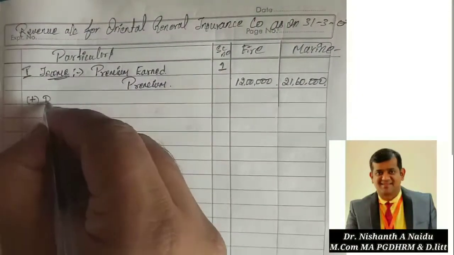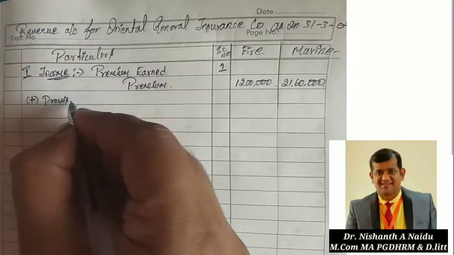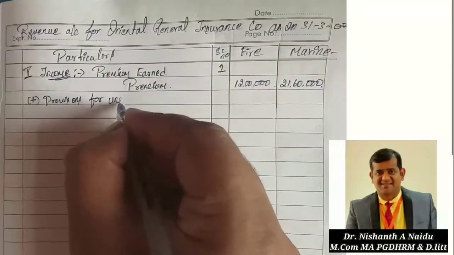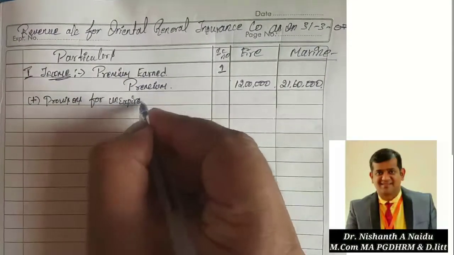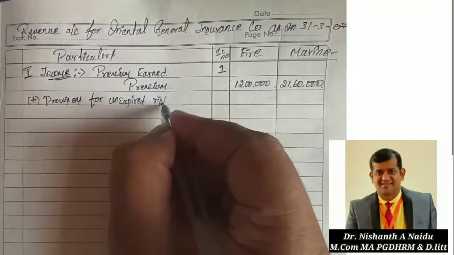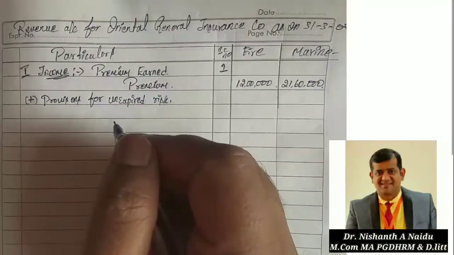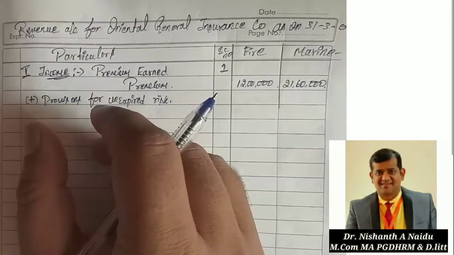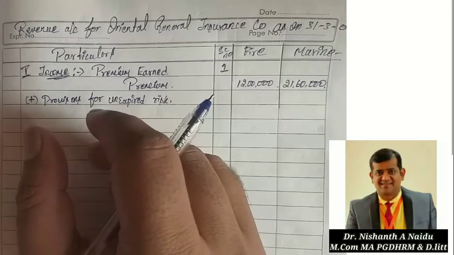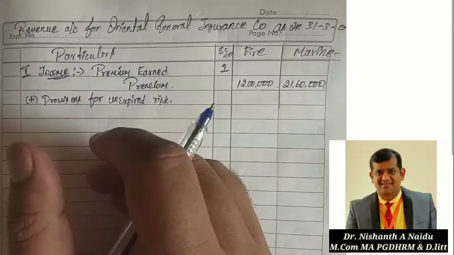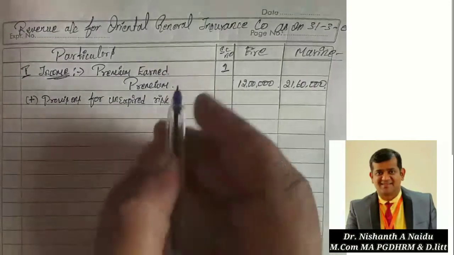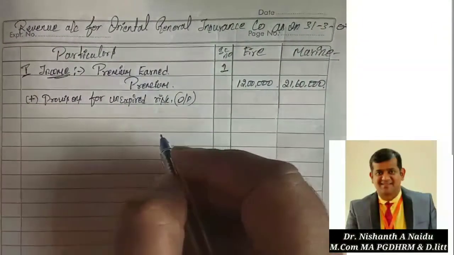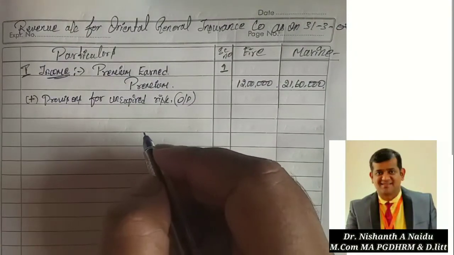Next, add provisions for unexpired risk. So how much provisions for unexpired risk he has given in the problem? That is in the beginning of the problem. Provisions for unexpired risk, opening 1/4/2006. So that is always the opening balance. Remember that. 5 lakh and 16 lakh 40,000.